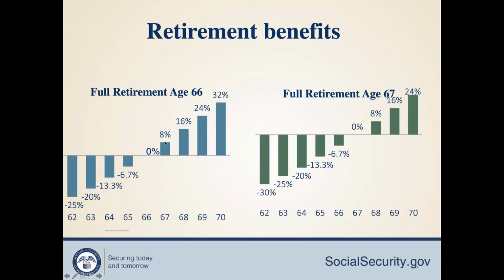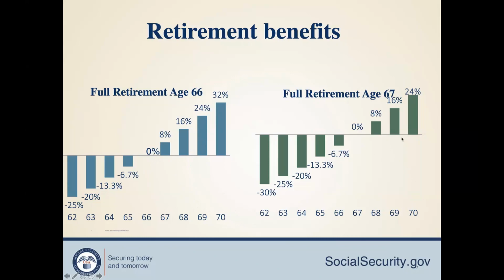So this is how it is. There are two cases here: FRA is 66 and FRA is 67. With FRA 66, if you claim at 62, the PIA is reduced by 25%. Similarly at 63, it is reduced by 28%. But if you wait, at 67 you get 8% more of the PIA, at 68 you get 16%, then 24%, 32%. After 70, nothing more, 70 is the maximum you should wait anyway.